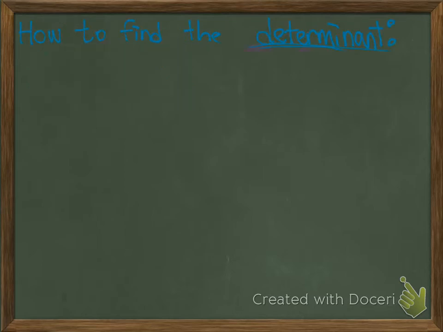So, let's say we have... Actually, Cramer's rule uses the determinant a lot. So, we're going to remind you how to find the determinant of a 3x3 matrix. If you remember, to find it, you need to know how to find the determinant of a 2x2 matrix first. So I'm going to remind you of that as well.